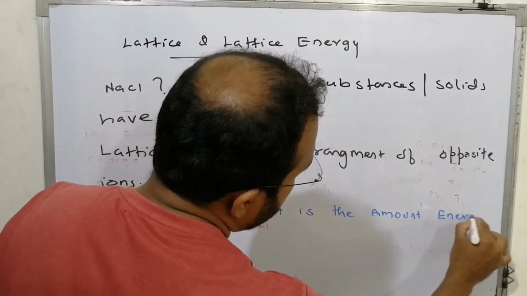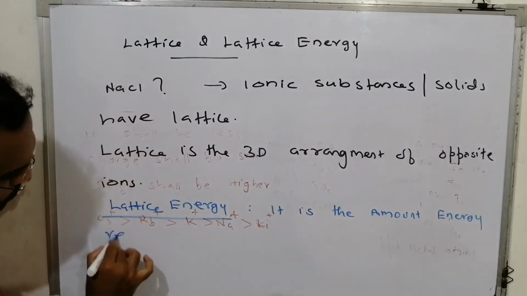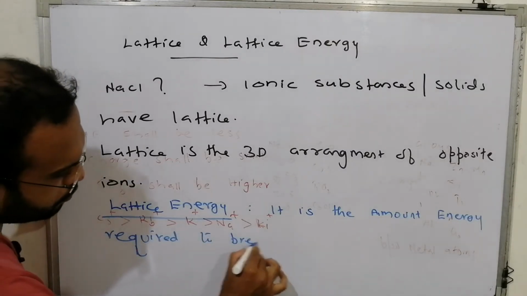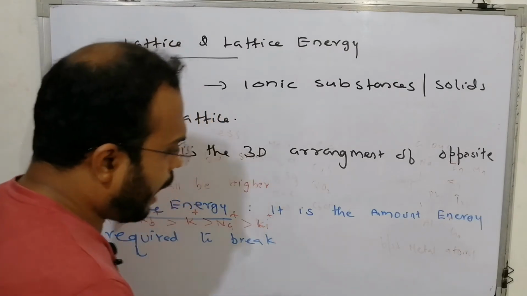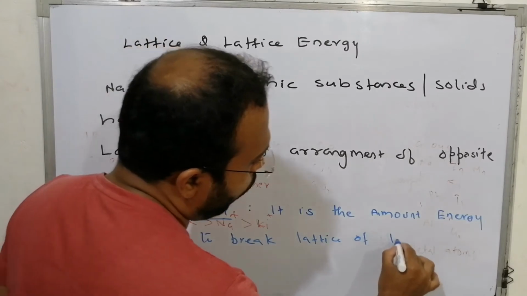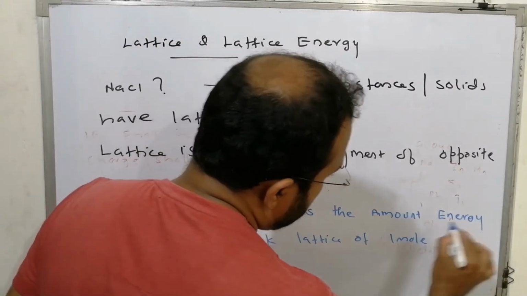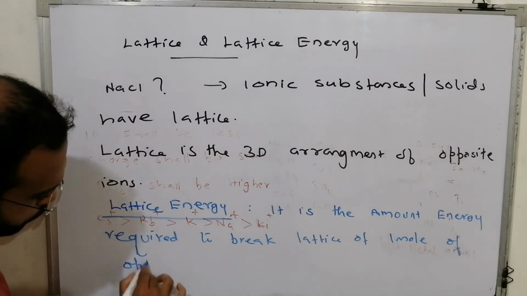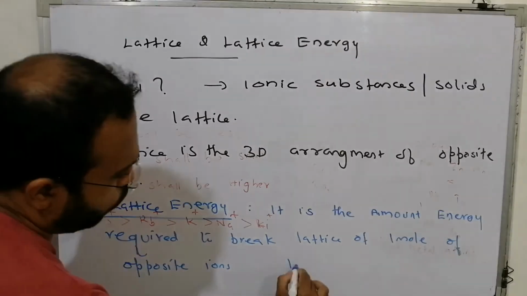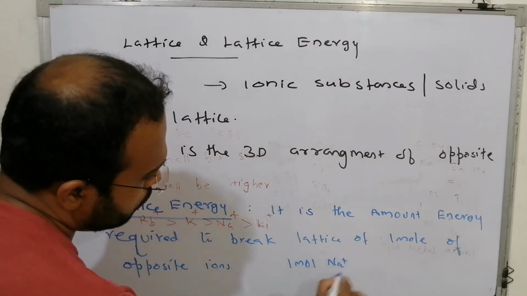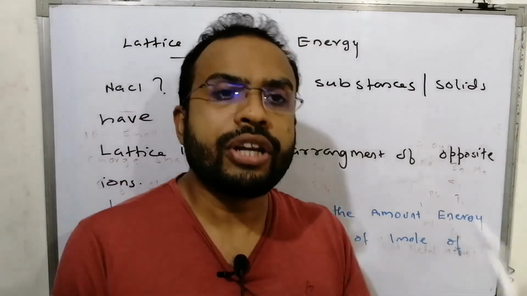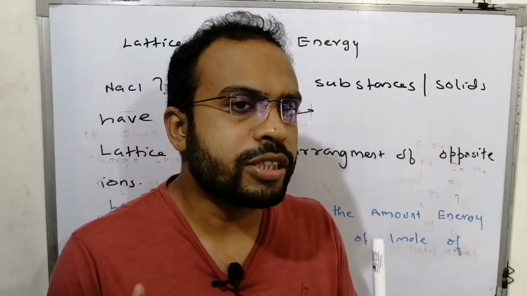Lattice energy is the amount of energy required to break a lattice, which is a three-dimensional arrangement of 1 mole of opposite ions. That is, 1 mole Na plus and 1 mole Cl minus arranged three-dimensionally. That is called a lattice.